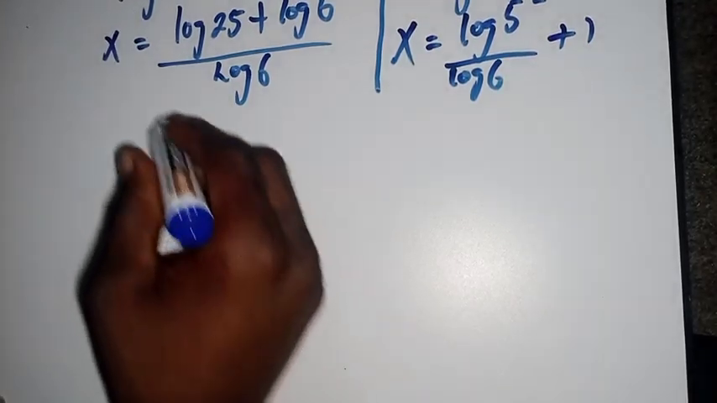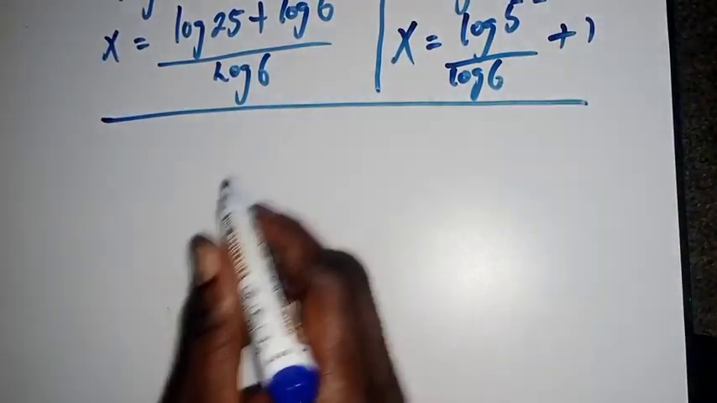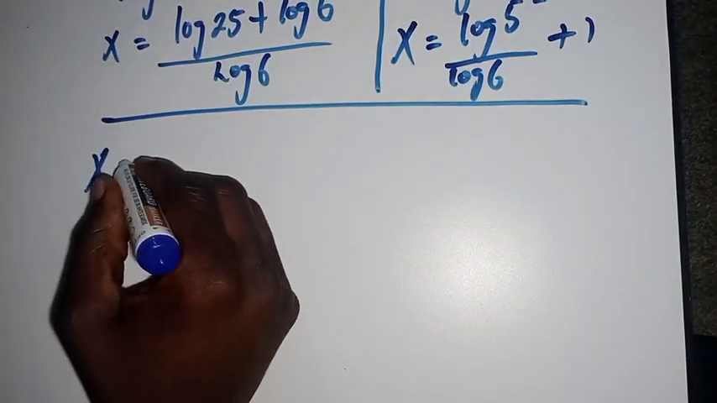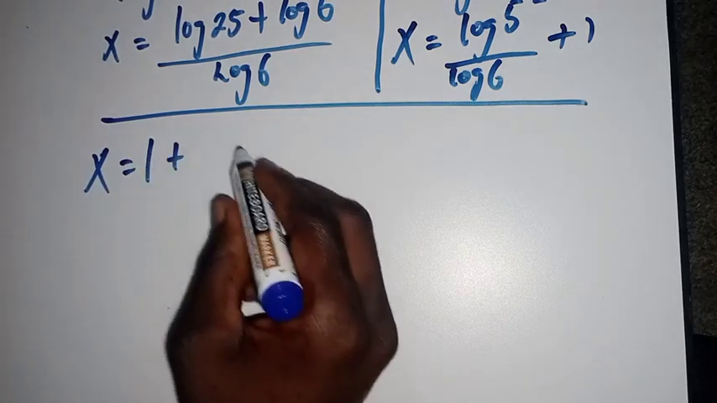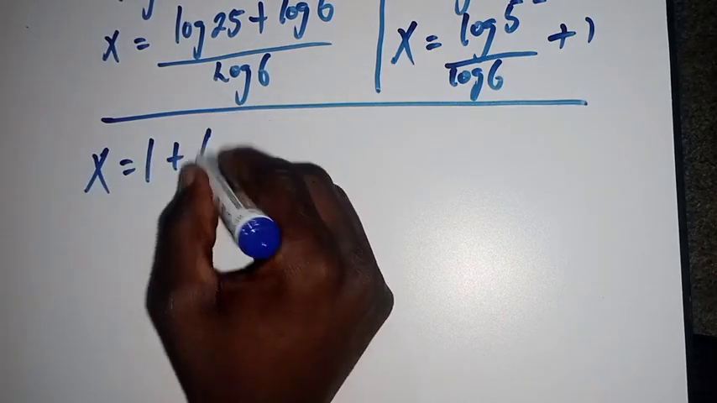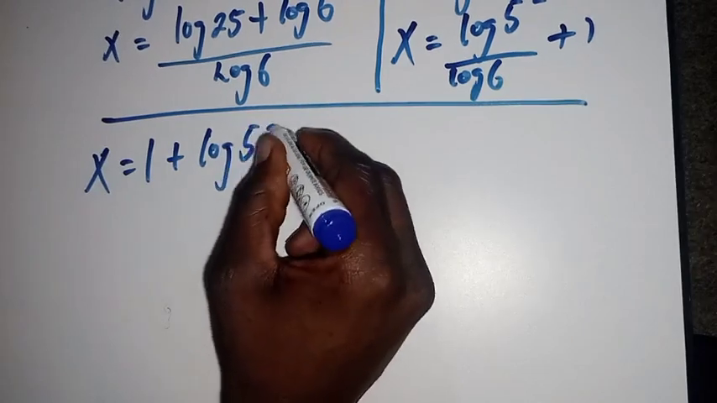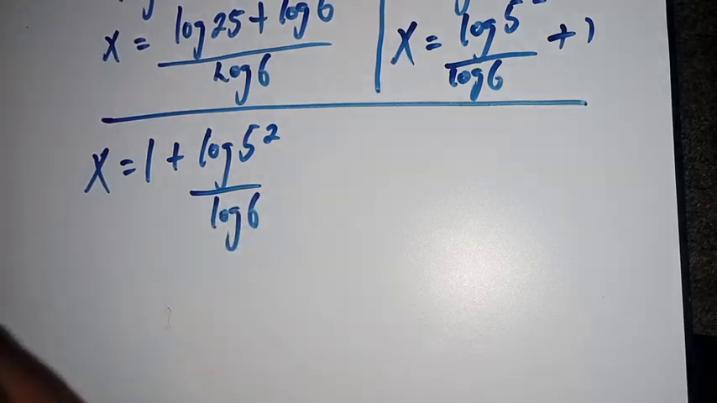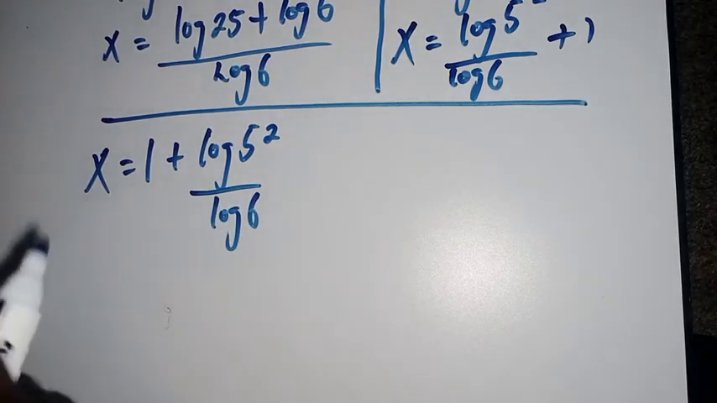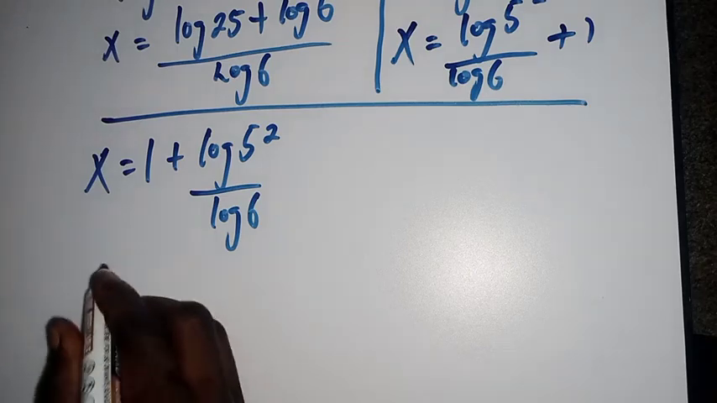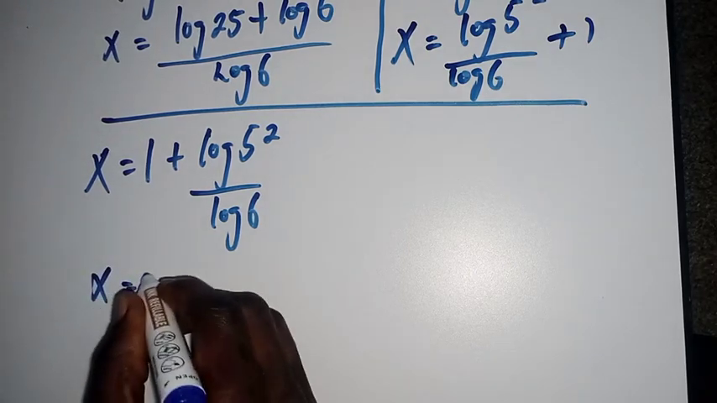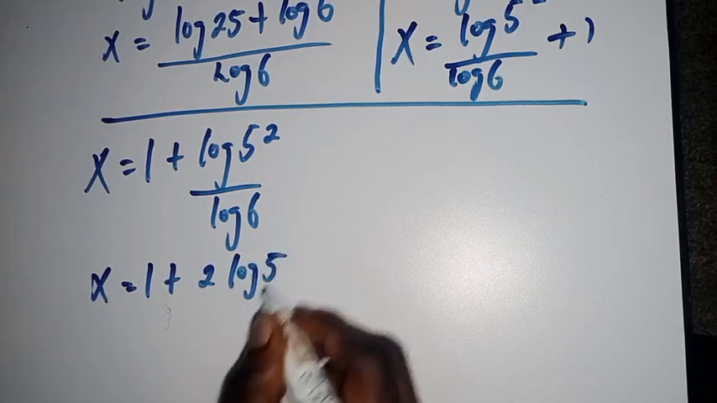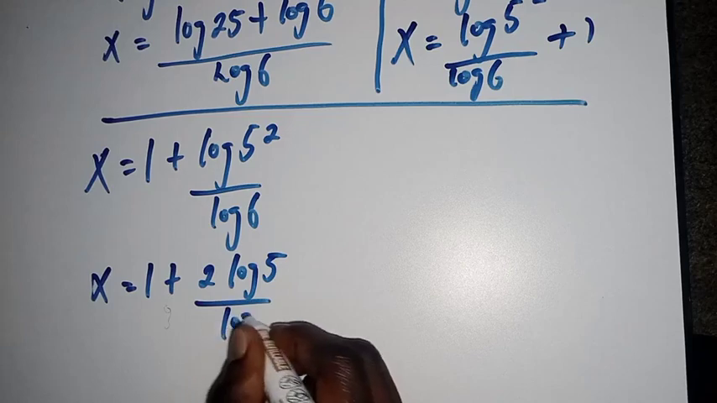At this point, we can rewrite this to be x equals 1 plus log 5 squared over log 6. So if you are to apply the same power rule, we have x to be equal to 1 plus 2 log 5 over log 6.